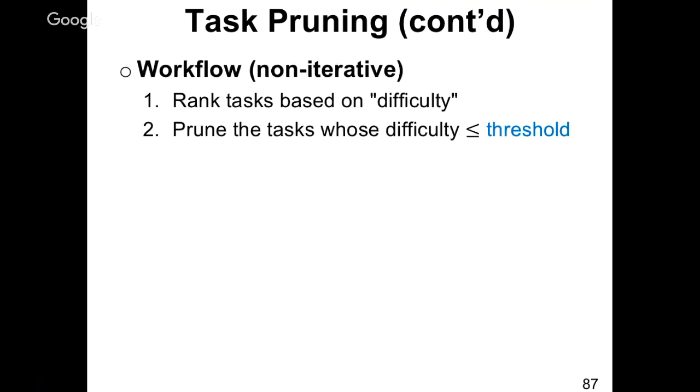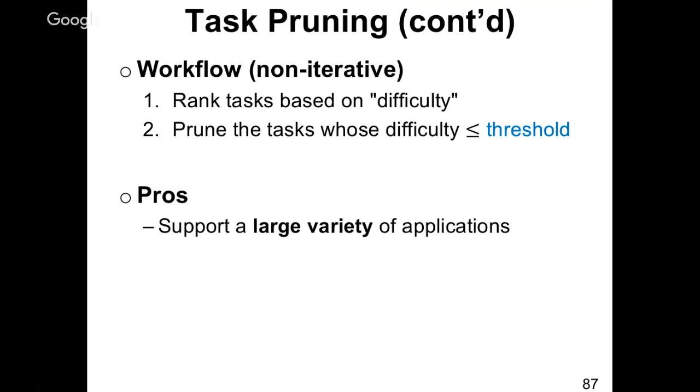So here's the workflow of task pruning. Suppose you have 1,000 tasks. The first thing you need to do is to quantify the difficulty of each task. Once you get the difficulty of each task, you set the threshold. Then you remove the tasks which are below the threshold, which are the easy tasks. And for the remaining ones, you ask the crowd to do them. Okay, very, very simple. Let's see what's the advantage of that.